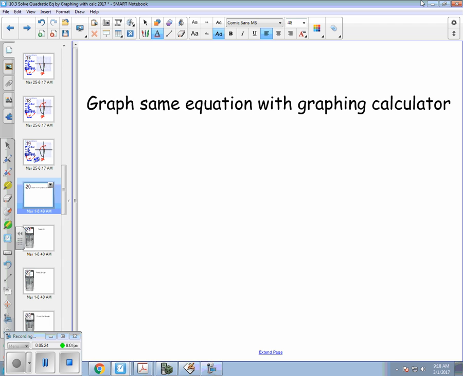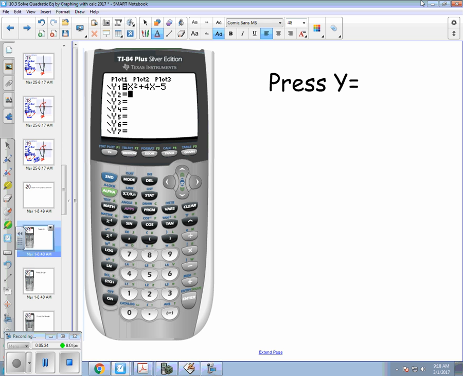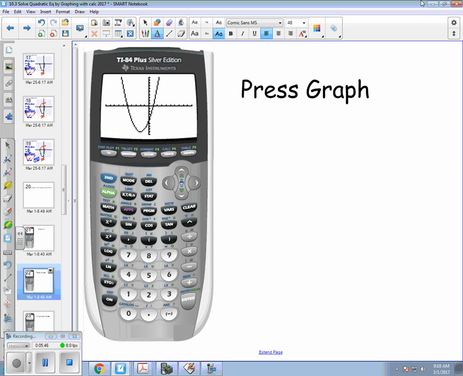Now we're going to graph that same equation with the graphing calculator. Please pick up your graphing calculator and turn it on. We are going to start with plugging in our equation. Make sure that you've pressed y equals and type in your equation, x squared plus 4x minus 5. When you press graph, you should see this graph on your graphing calculator.